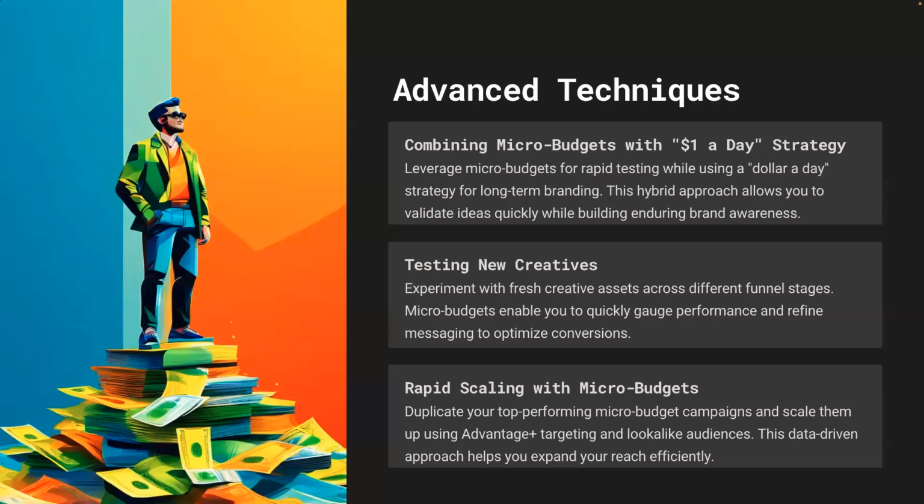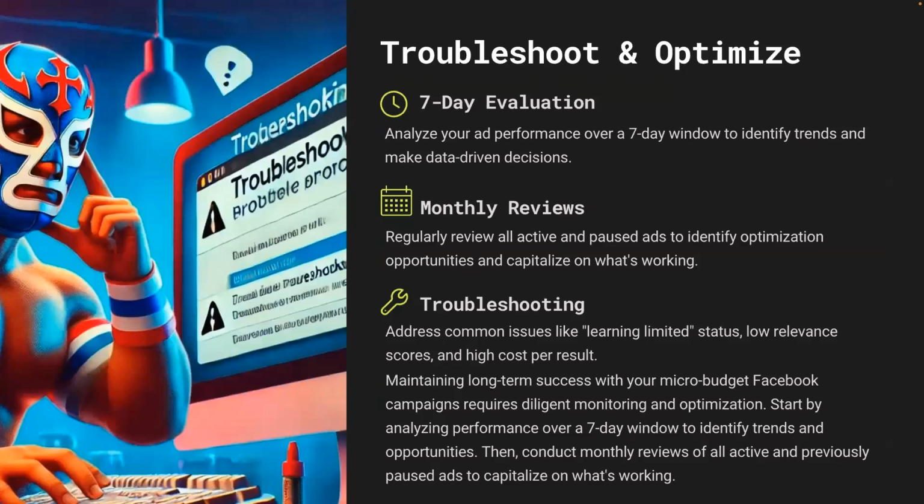So advanced techniques as we run this out: combine running micro budgets with the $1 a day strategy, something we talk about all the time. Test new creatives, just iterations of new creatives. I love testing lots of new creatives because AI makes it super easy. Rapid scaling with micro budgets. And then troubleshoot and optimize.